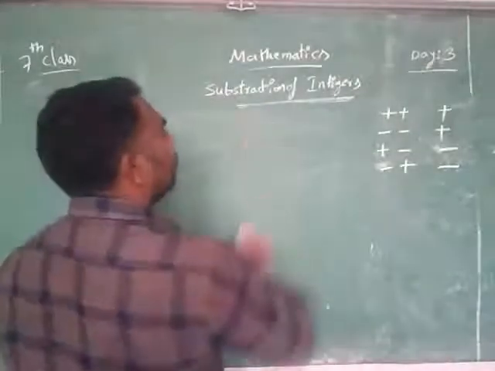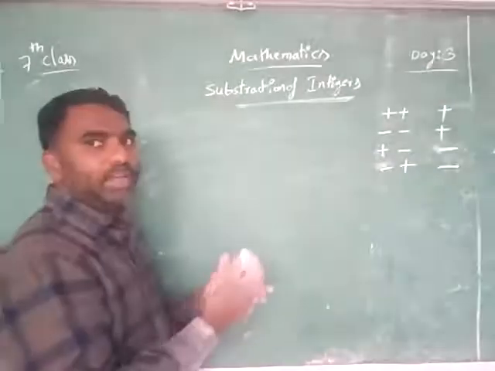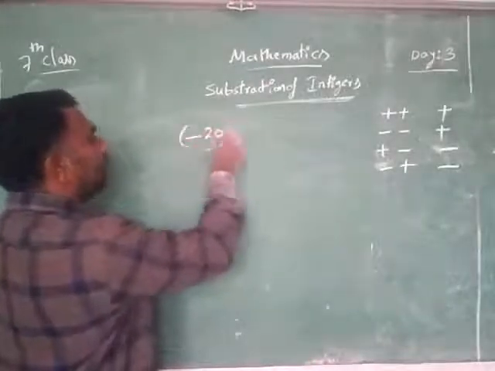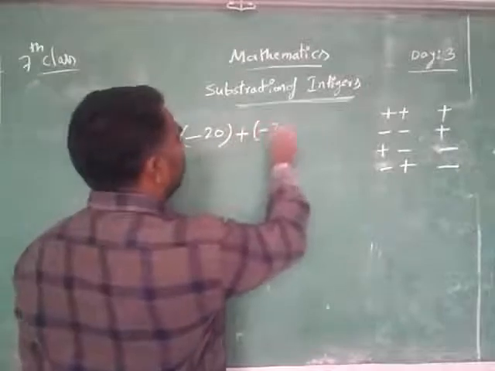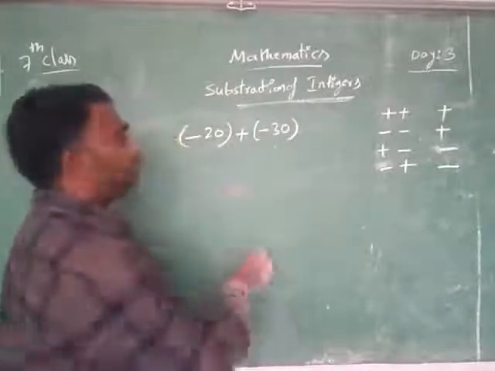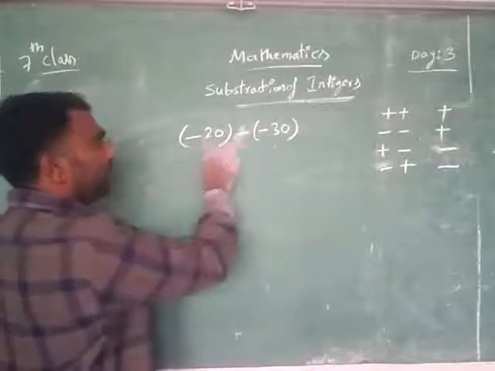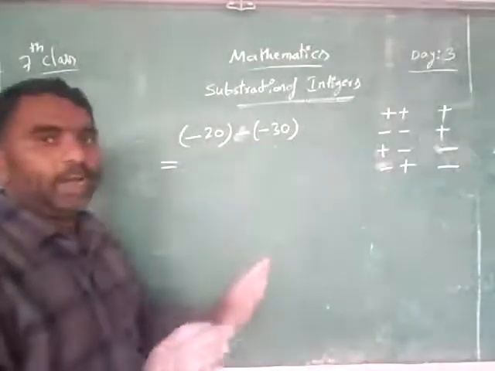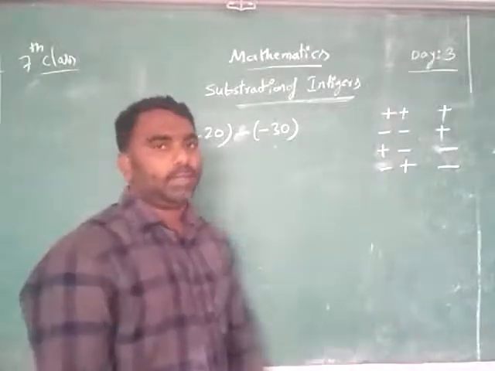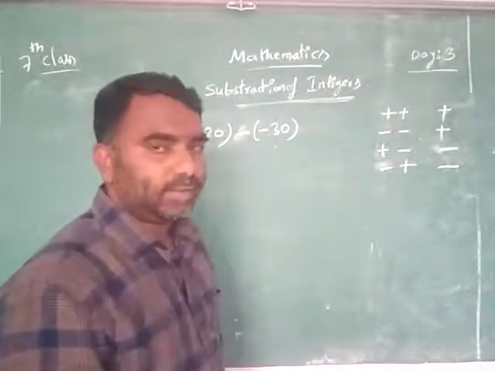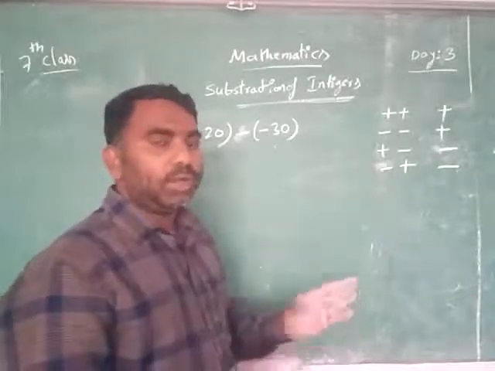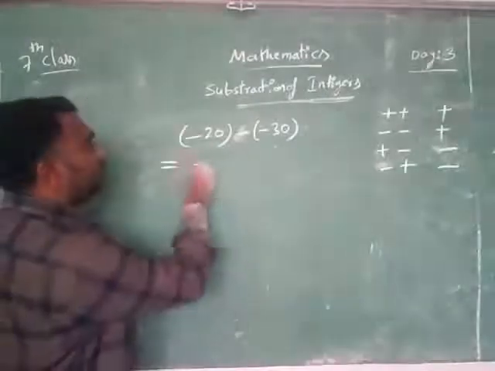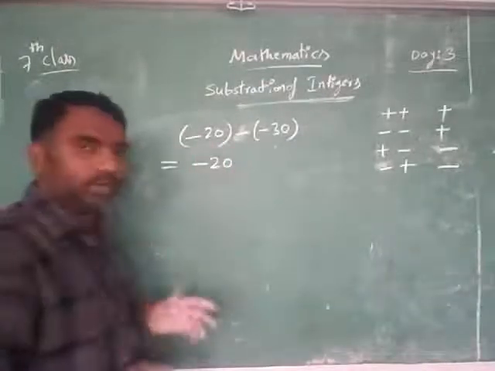Subtractions I am giving now, so try to write it. Minus 20 minus plus minus 30 I have given to you. So simple. First of all, remove the brackets. When we are removing the brackets, if it is a single symbol, no tension. If two symbols are there, use that method. You see here it is a single symbol. Only one symbol is there, exactly as I have written.